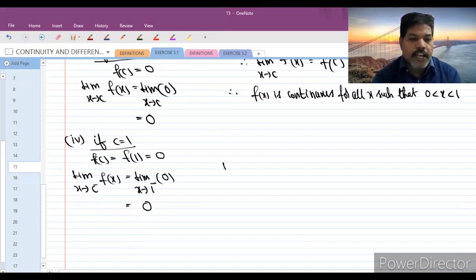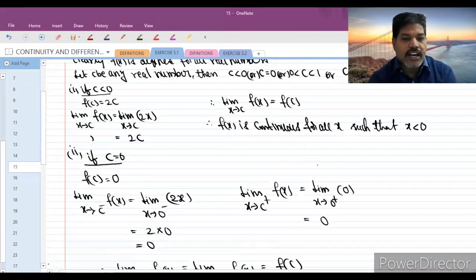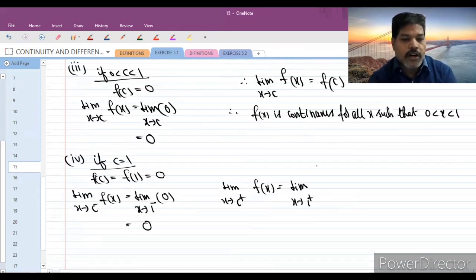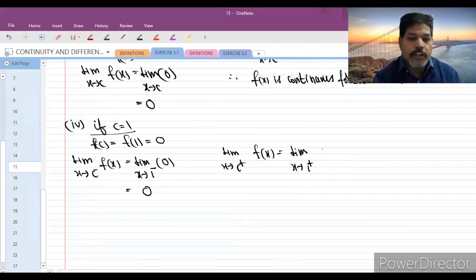Similarly, you can calculate the limit as x tends to c plus of f of x. Limit as x tends to c plus means 1 plus. In this case, if x is greater than 1, the f of x value is 4x. So if we apply the limit, it will become 4 into 1. So this value will become 4.